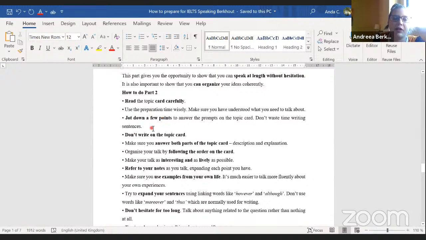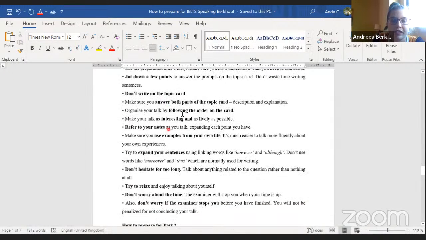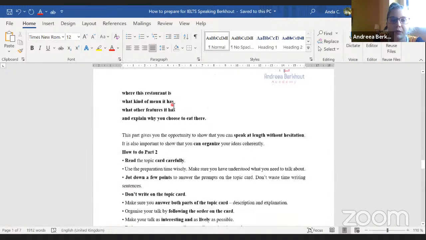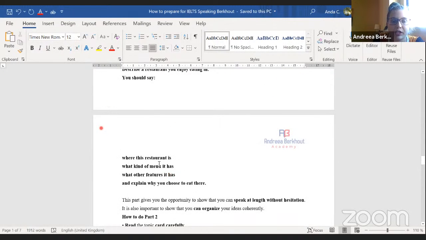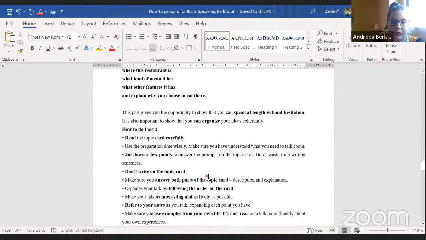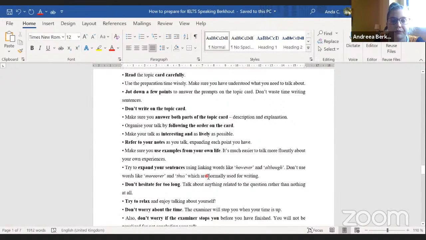Like I was saying, write a few ideas that you have. Make sure that you answer both parts, so both the description part and the explanation. At the end, there will always be this, and explain. Then you can follow the order on the card because it's easier, and it may make your speech more organized.